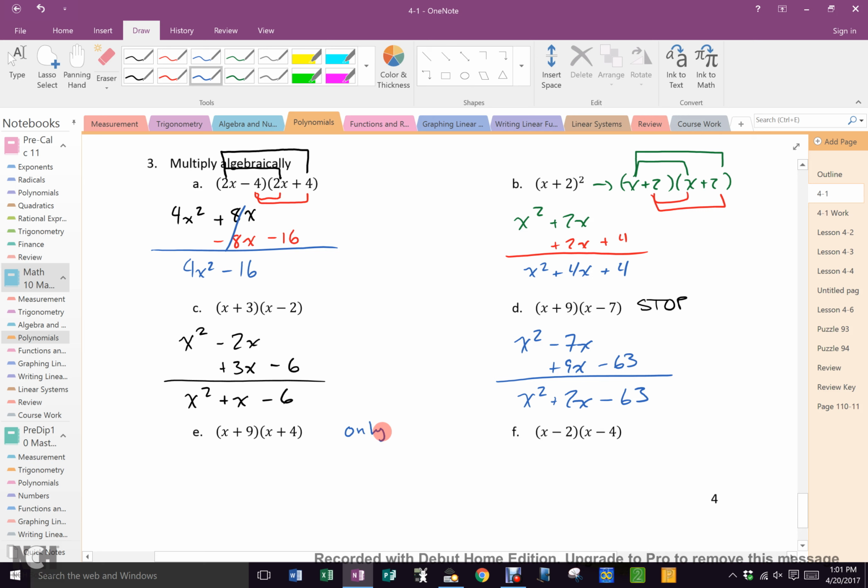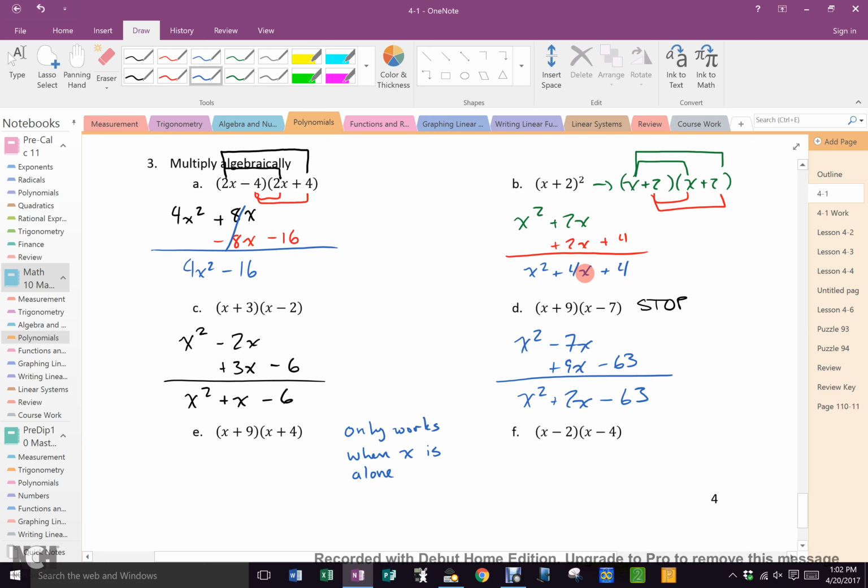Shortcut only works when x is alone. But not just x, a, b, c. As long as the first thing is by itself, in both of them, this shortcut will work. I want you to notice something. Negative 2 plus 3 got me 1, right? 9 minus 7 got me 2, right? 2 plus 2 got me 4, right?